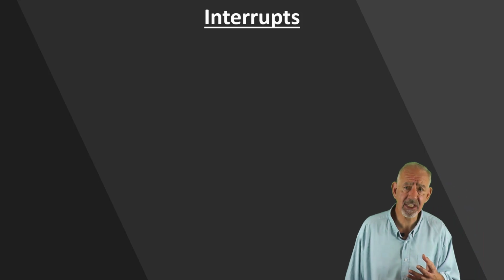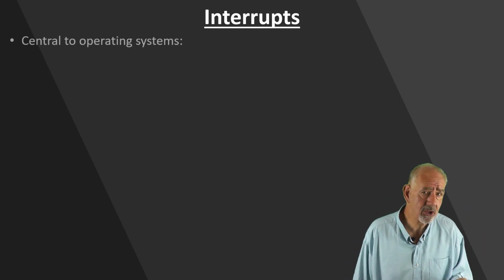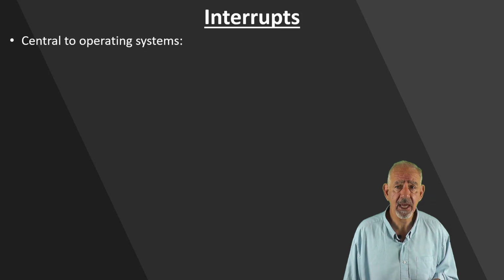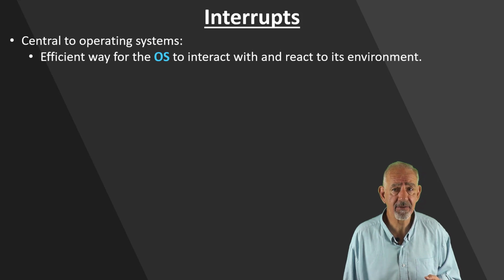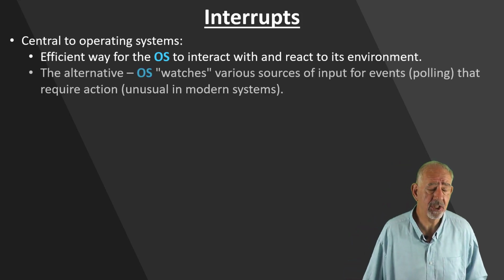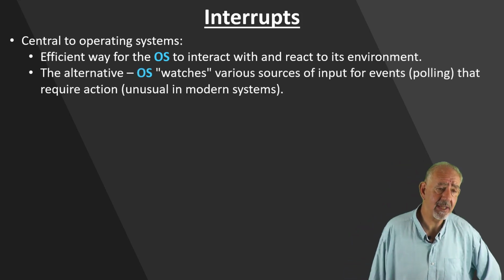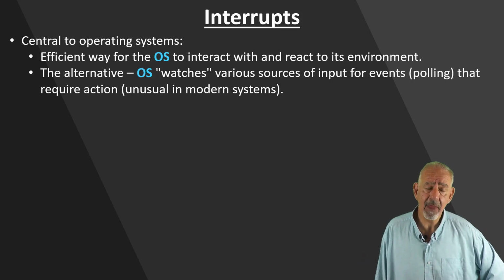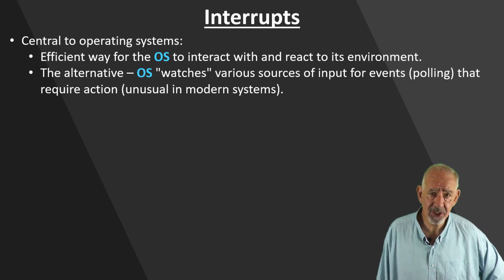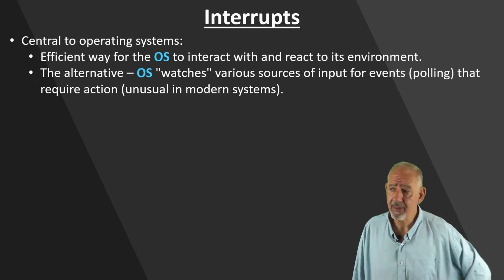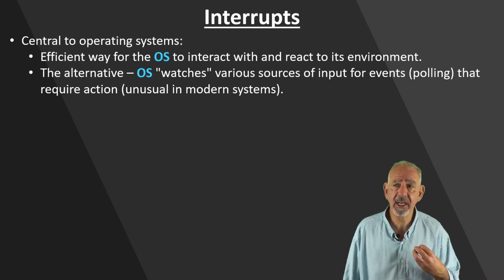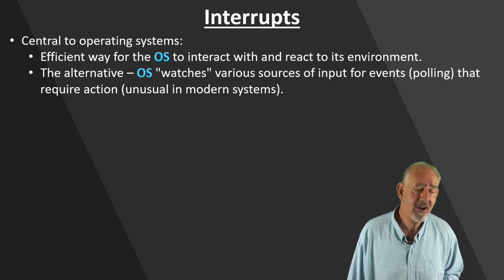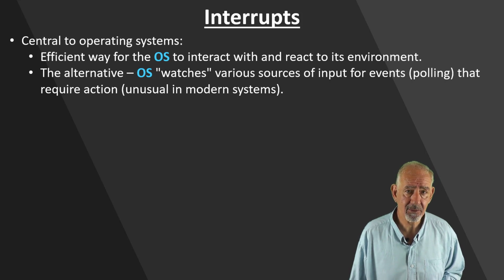And a lot of the key things here are interrupts. And these are central to the way the operating system works. It's an efficient way for the operating system to interact and react to its environment. The alternative is for the operating system to sit there and say, right, you go now, okay, you have a go, and then wait until that bit finishes. And then say, right, okay, you go next, and then just wait until that finishes. Or something like polling and just checking in with what's going on. That's very unusual in modern operating systems because it could cause a lot of problems.